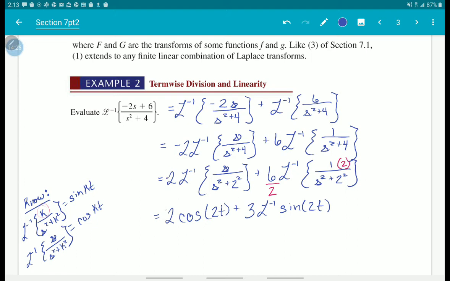Don't forget the negative on the 2. We got a negative 2 to begin with. So there's our f of t function. If we wanted to check it, we could take the Laplace of this, and once we combine like terms, we would get this guy back. So it's just a way to double check your work if you wanted to.